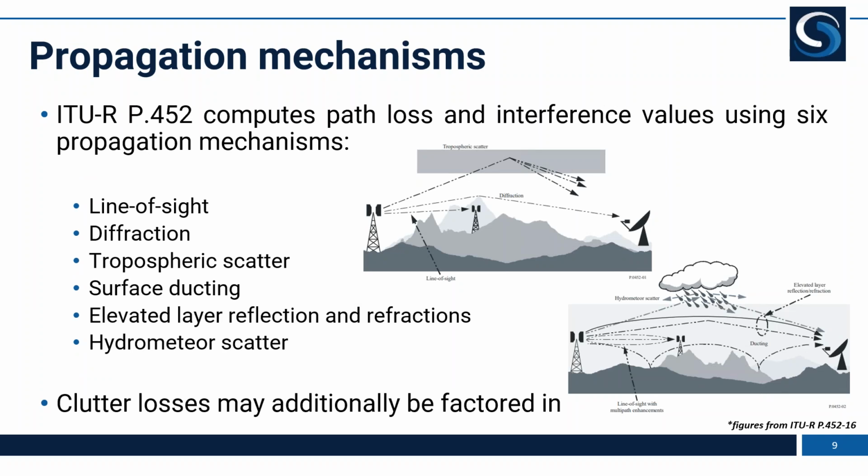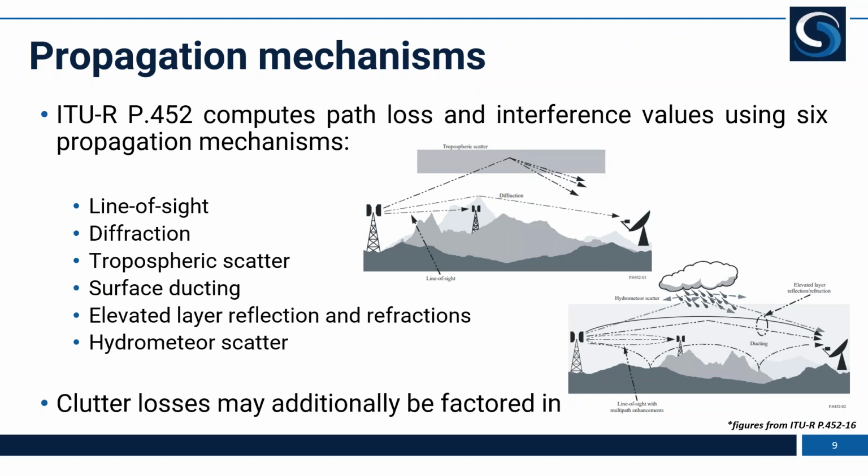As I just mentioned, there are 6 propagation mechanisms that are computed in this one propagation model. Like any modern propagation model, it's not a simple equation that's used. It's a whole number of equations and a whole set of ways that a signal can travel. We're going to have a look at each of these propagation mechanisms individually, and those are line of sight, diffraction, tropospheric scatter, surface ducting, elevated layer reflection and refraction, and hydrometeor scatter.